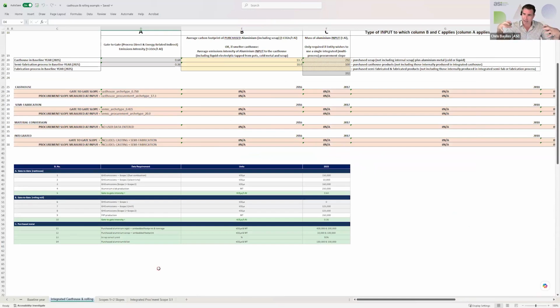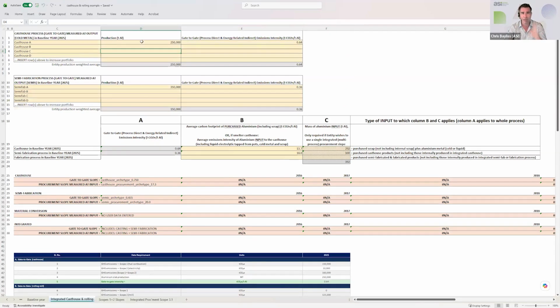You have to separate out your direct emissions and your procurement emissions. And if you have multiple processes, you have to separate those out as well. But if you have this data in hand, then there are relatively few data points for you to populate to describe that. If you are only a cast house, if you are only doing casting, you would only enter the data under the cast house section, and you would have described a slightly different slope.